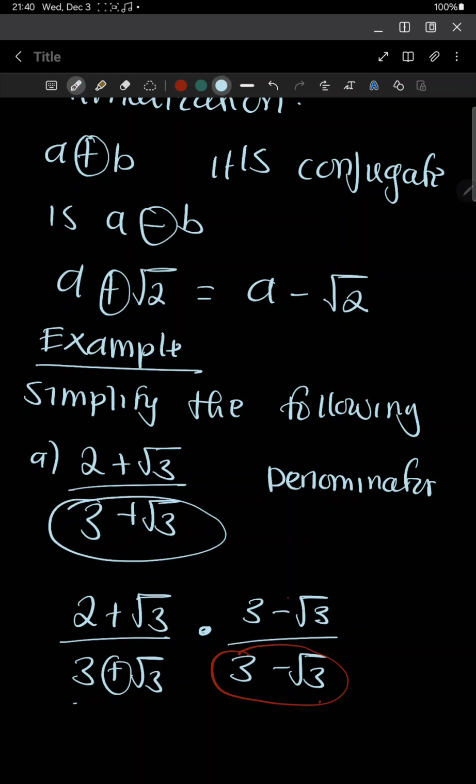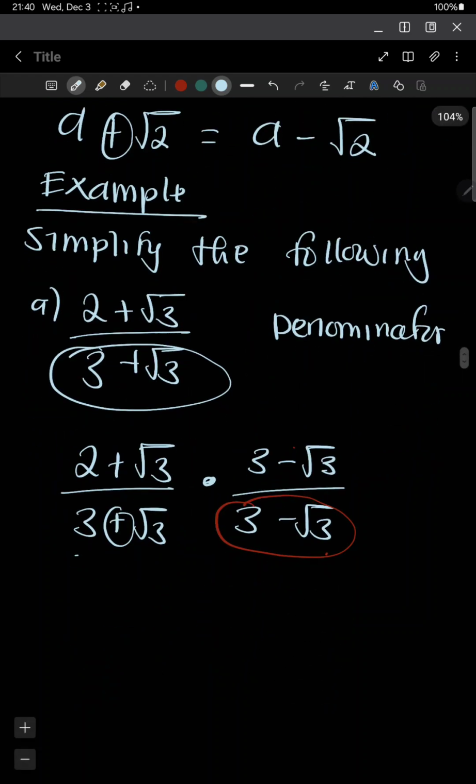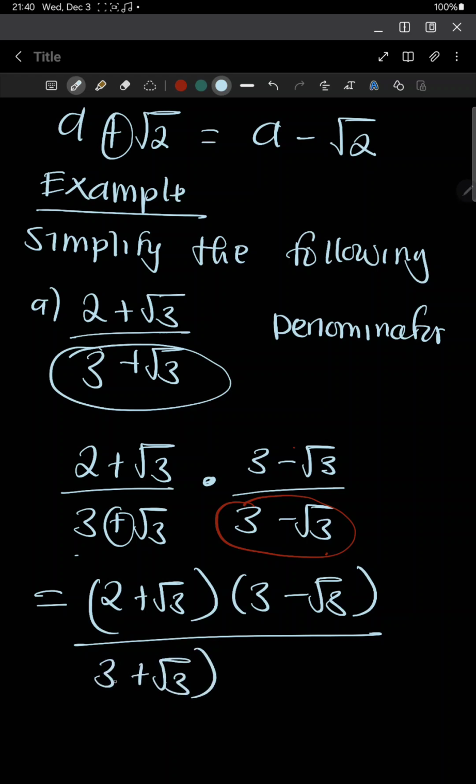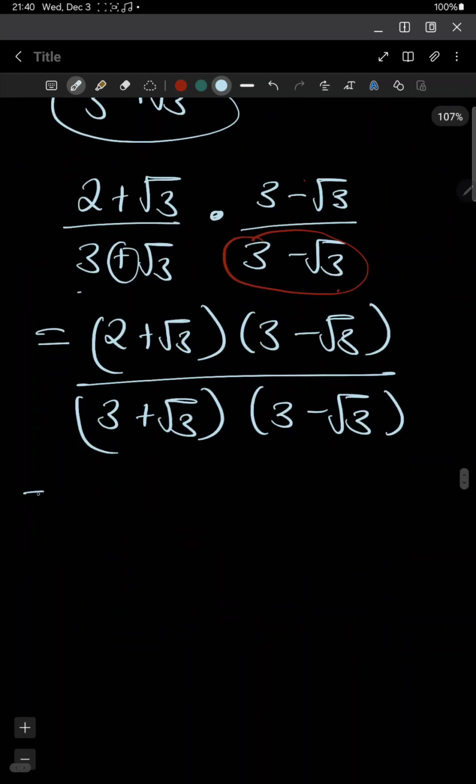After doing that, you need to evaluate. So how can you evaluate? You write 2 plus square root of 3 like that, and then 3 minus square root of 3 divided by 3 plus square root of 3, another one, 3 minus square root of 3. So after doing that, you need to evaluate or simplify. These two, you need to multiply by this. Even this square root of 3, you need to multiply by that.